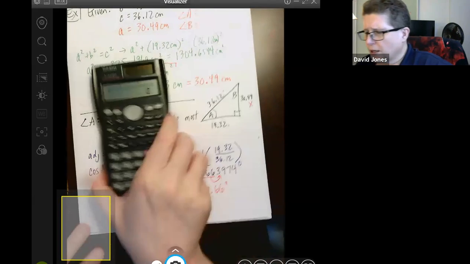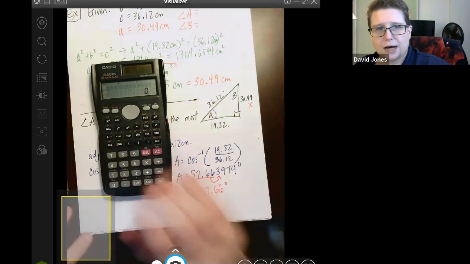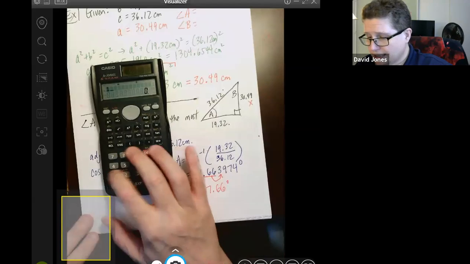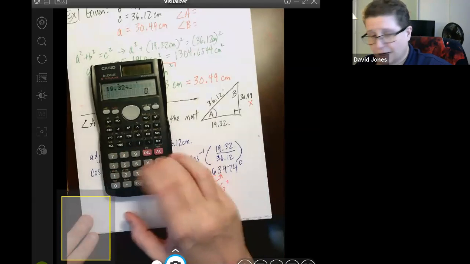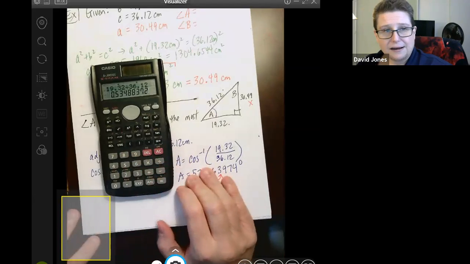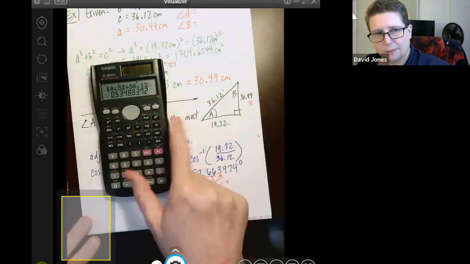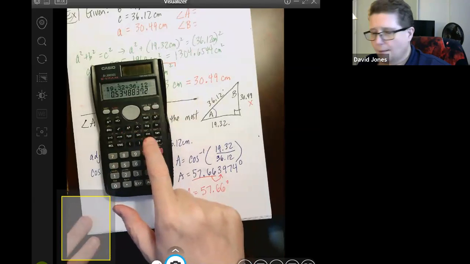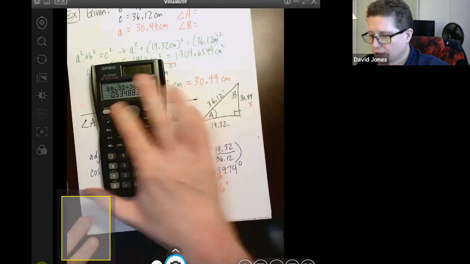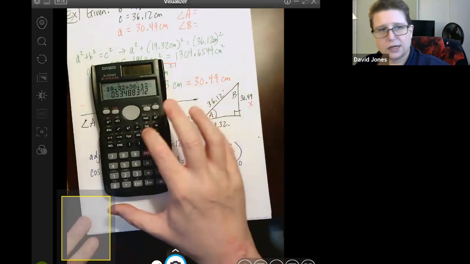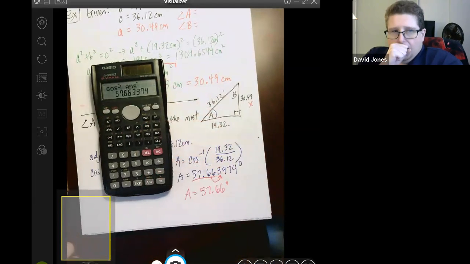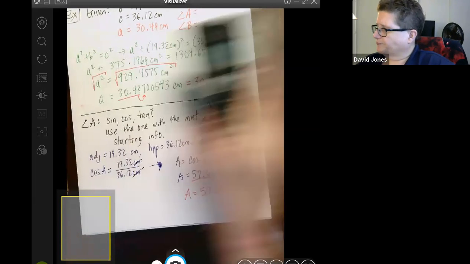If you don't do it all at once, you got to make sure you do not write down stuff and copy it in. So I'm going to do the 19.32 divided by 36.12. Now, even I could write that down and put it in as cosine inverse, but I'm sure there's numbers after the 2 that are not being shown here. So instead, I'm going to say shift cosine inverse. I'm just going to tell it to use the answer. Okay.